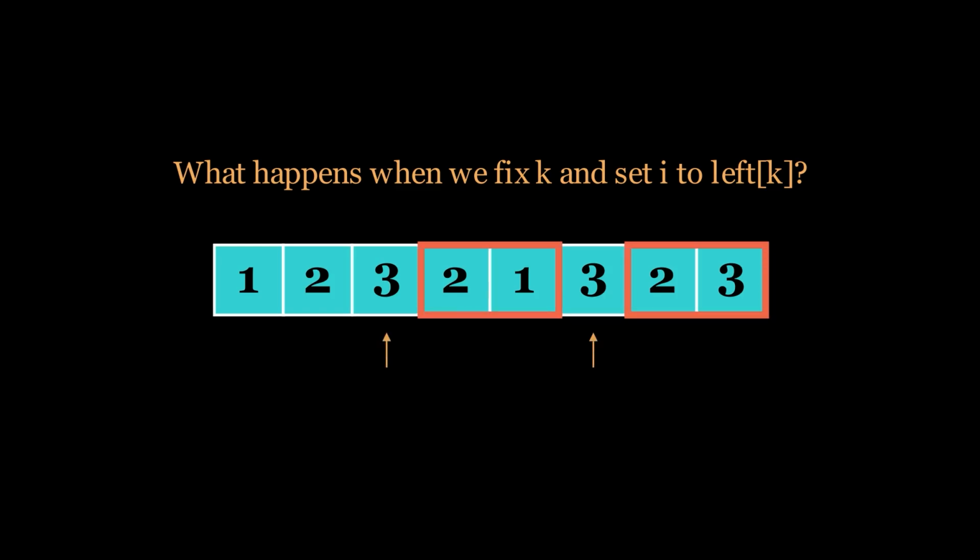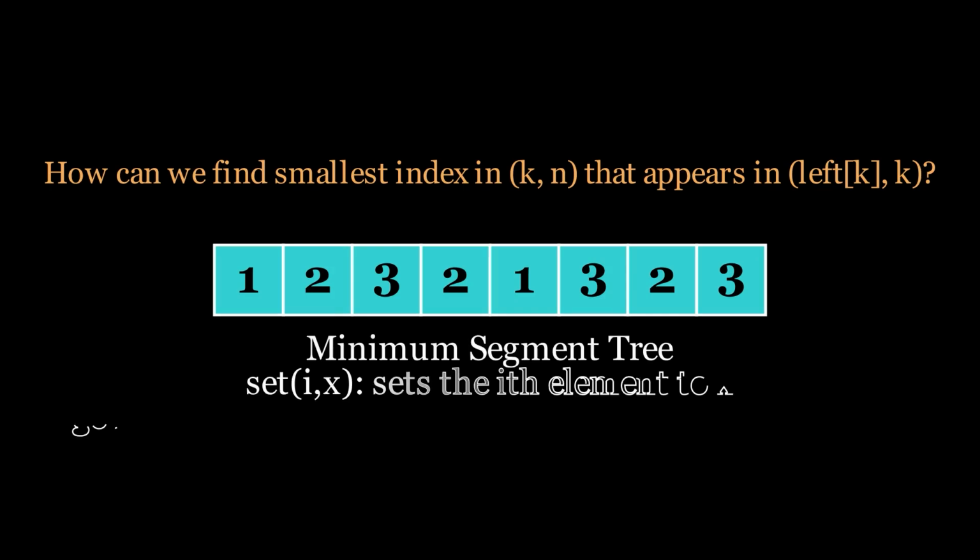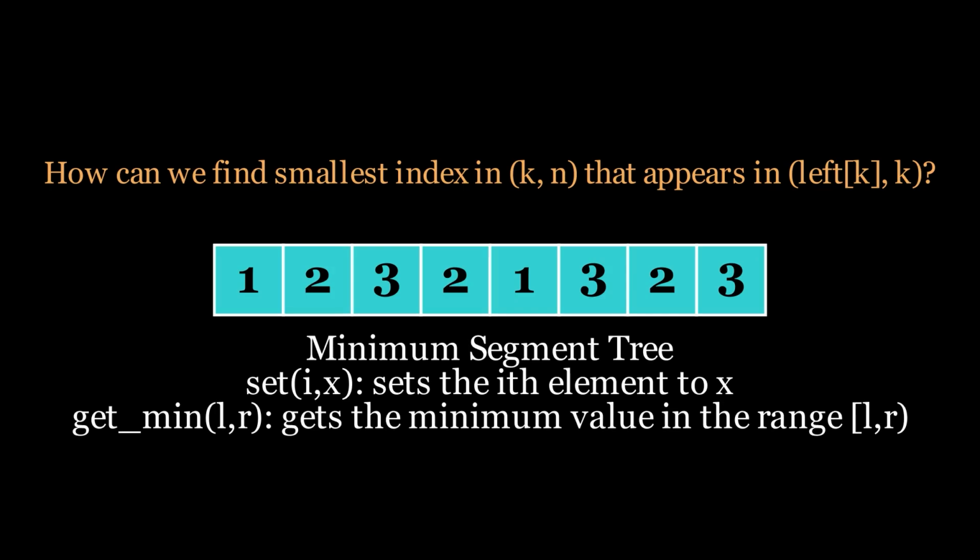For it to be true, there has to be a value in between 2 and 5 and appears after 5. What is the first value where this is true? The value 2 appears in between index 2 and 5 and also appears at index 6. Let's generalize this now. How can we find the smallest index in that range that appears in left_k to k? We can use a minimum segment tree. I will not explain how it works, but I will link some tutorials in the description. All we need to know is that we can perform these operations in O(log n) time.